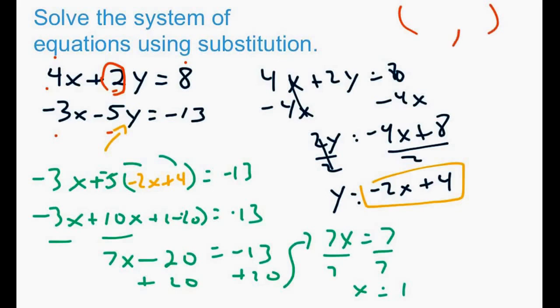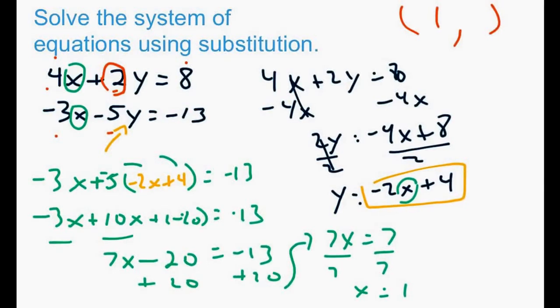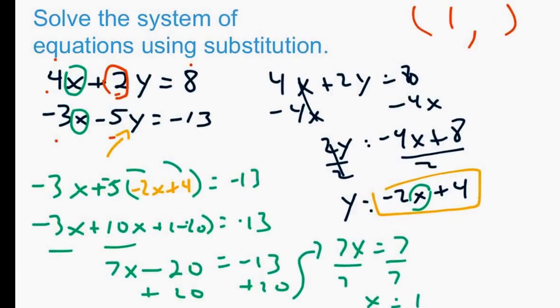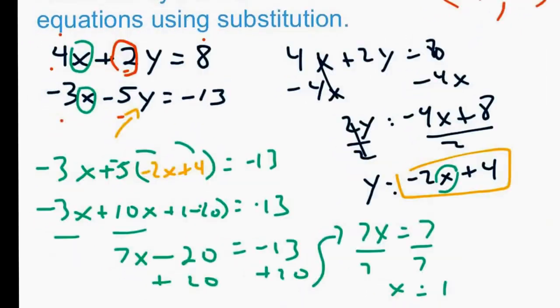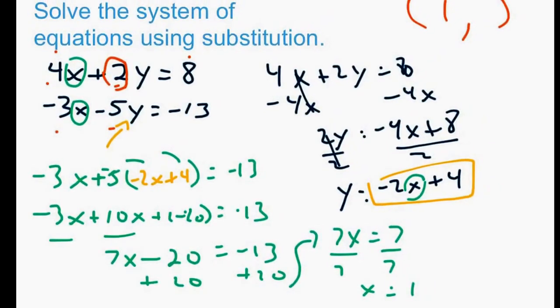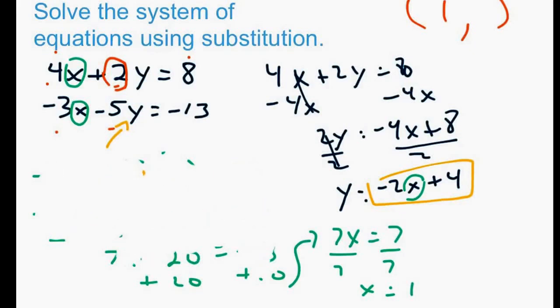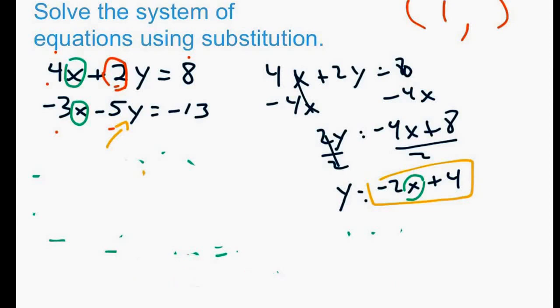So far I've got the x-coordinate as 1. So now I'm going to substitute that 1 into any of my equations. I can substitute this equation for that x, I can substitute there, or I can come back and use this one and substitute it in there. And I think that's what I'm going to do. Let's erase some of this stuff to give me some room here.